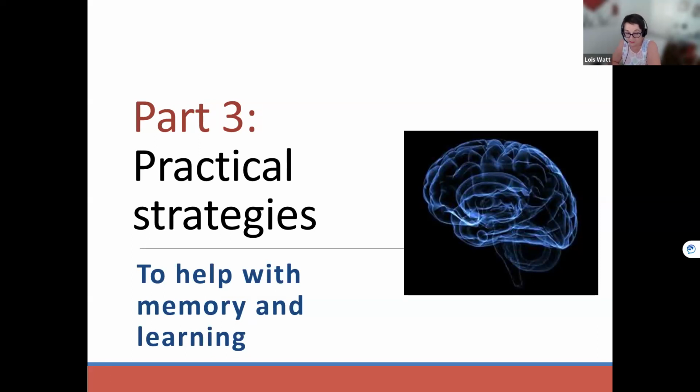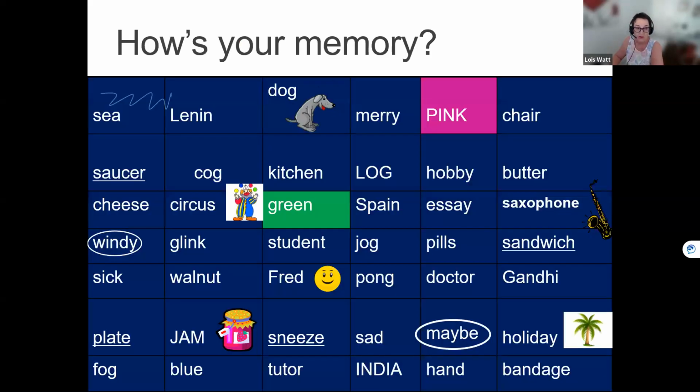All right, so part 3 is practical strategies to help with memory and learning. How's your memory? I'm going to give you 1 minute to look at this image without writing down, and then try and see after that 1 minute how many words you can remember.